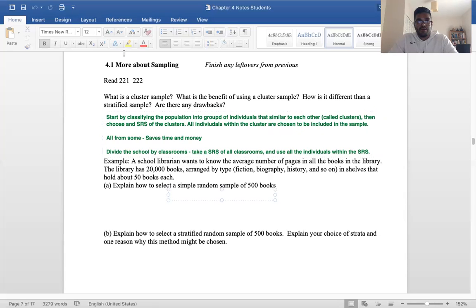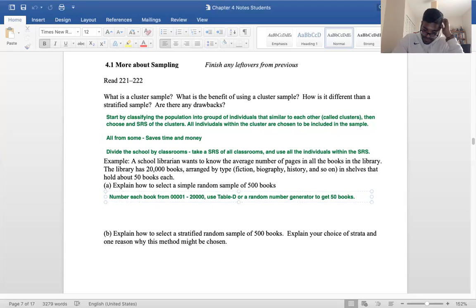All right, so here you would just number each book from 00001 to 20,000. Okay, so you have some placeholders there, and then you can use Table D or a random number generator to get 500 books. That's just using an SRS.